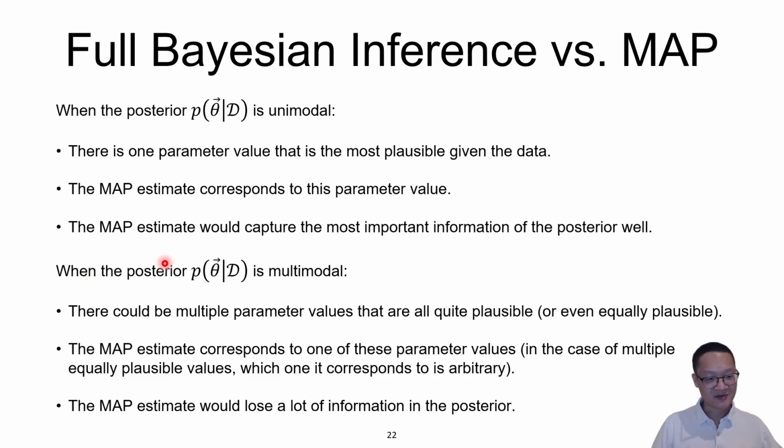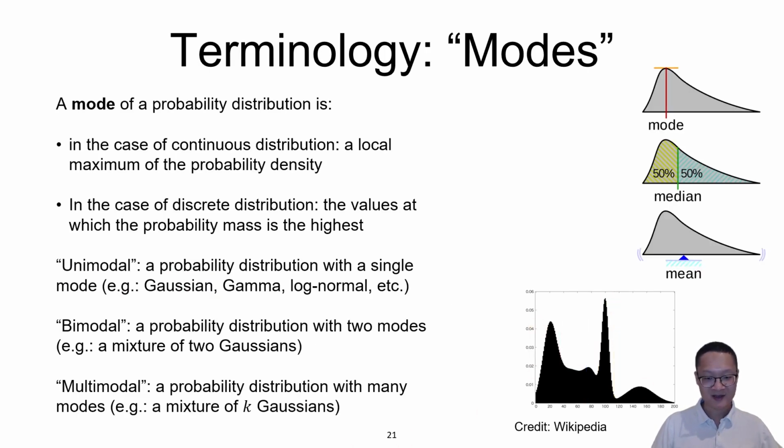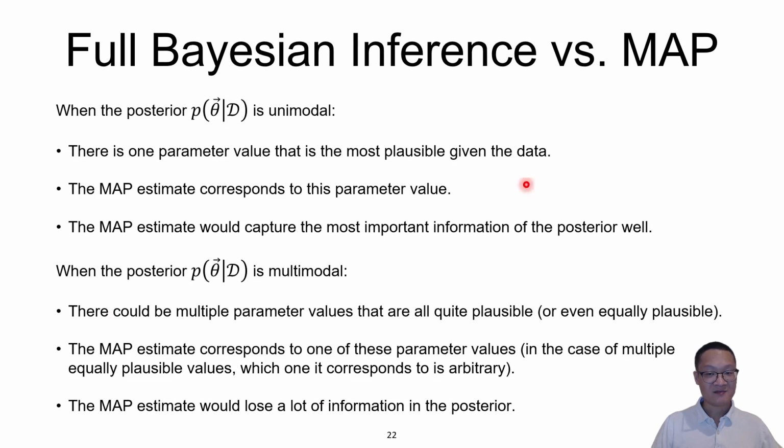On the other hand, when the posterior distribution is multimodal, meaning that there could be many peaks, then the MAP estimate will just give you one of these local maxima. So actually, then you're losing a lot of information because you don't really know where the other local maxima are. So in this case, it would be preferable to do full Bayesian inference.